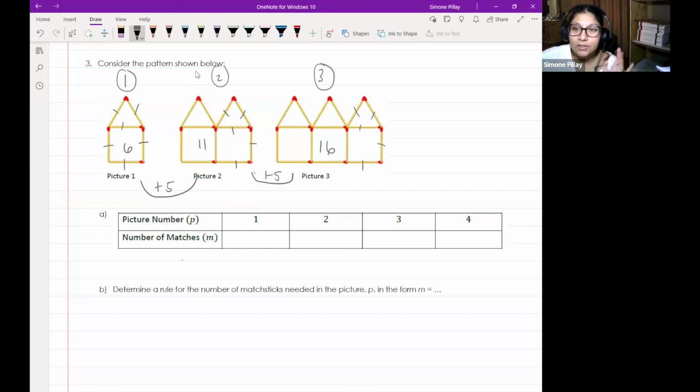And so let's fill in the table super quickly. Uh-oh, what did I do? Give me a second. There we go. Okay. I am going to go to picture number 1. I have the number of matches as 6. In picture 2, there are 11 matches. In picture 3, there are 16 matches. Somebody tell me, in picture 4, how many matches are there going to be? 21, 100%. You guys are correct.